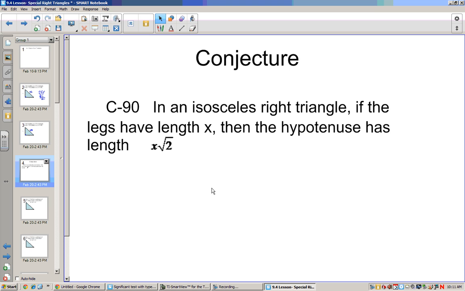Now, this brings up our first conjecture, an isosceles right triangle. If the legs have a length of x, the hypotenuse has the length x times the square root of 2.